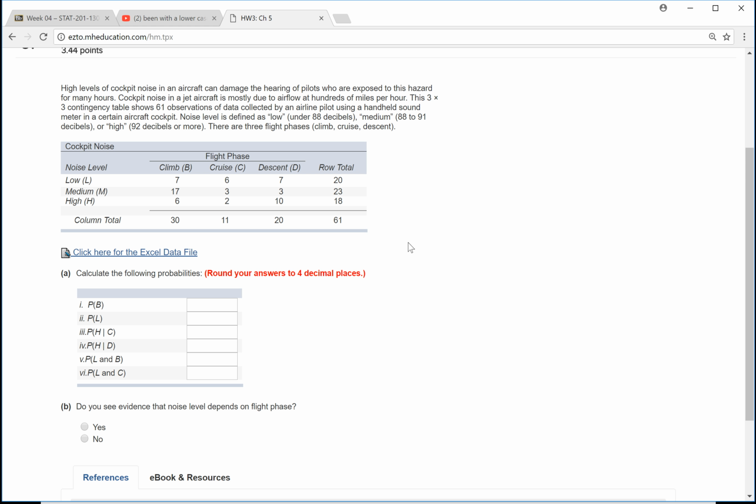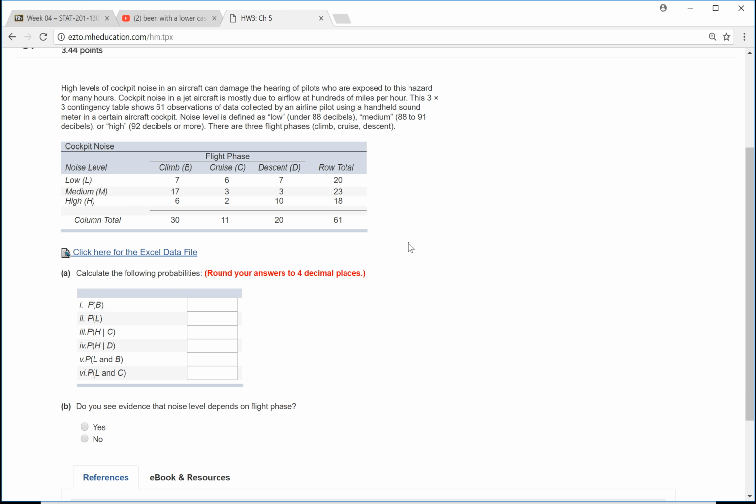Okay, levels of cockpit noise in an aircraft can damage the hearing of the pilots. So cockpit noise in jet aircraft is mostly due to airflow at hundreds of miles per hour. A 3x3 contingency table shows 61 observations of data collected by an airline pilot using a handheld sound meter in a certain aircraft. Noise level is defined as low, under 88 decibels, medium, or high. There are 3 flight phases: climb, cruise, and descent.